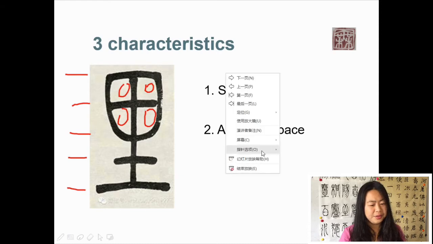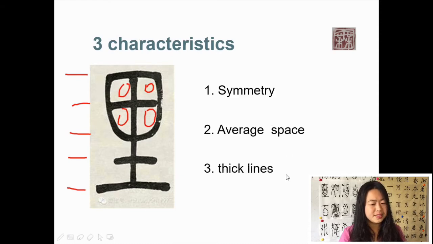Now the third one is thick lines. What are thick lines? We need to compare with other lines, then we know what thick lines are. So if you compare the red lines with the black lines, you will know the black lines are thick and the red lines are thin. Red are thin, and black are thick.